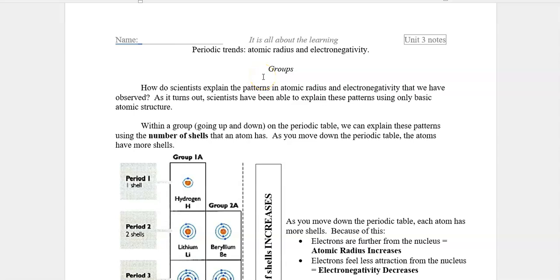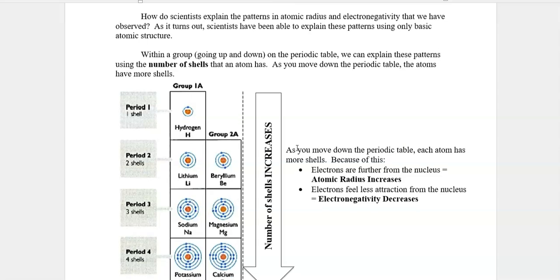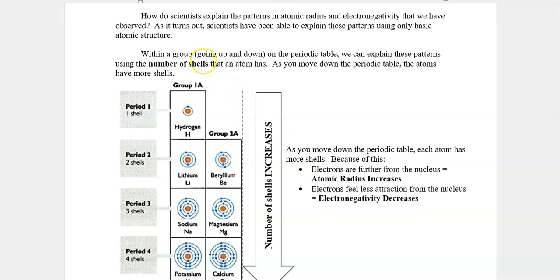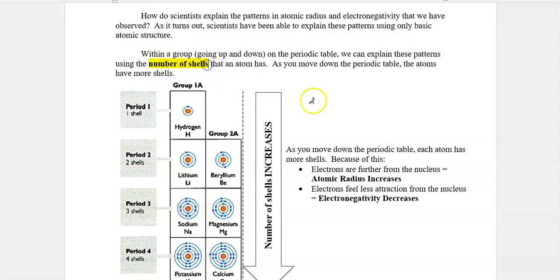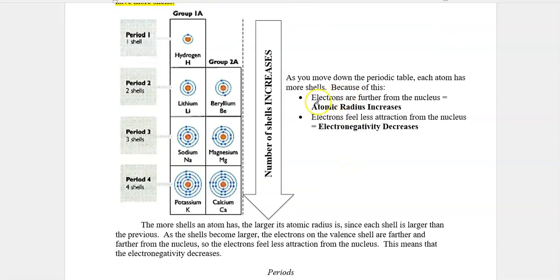So periodic trends, atomic radius and electronegativity. How do scientists explain the patterns in atomic radius and electronegativity that we have observed? As it turns out, scientists have been able to explain those patterns using only basic atomic structure. Within a group, which is going up and down on the periodic table, we can explain these patterns using the number of shells that an atom has. As we move down the periodic table, each atom has more shells.